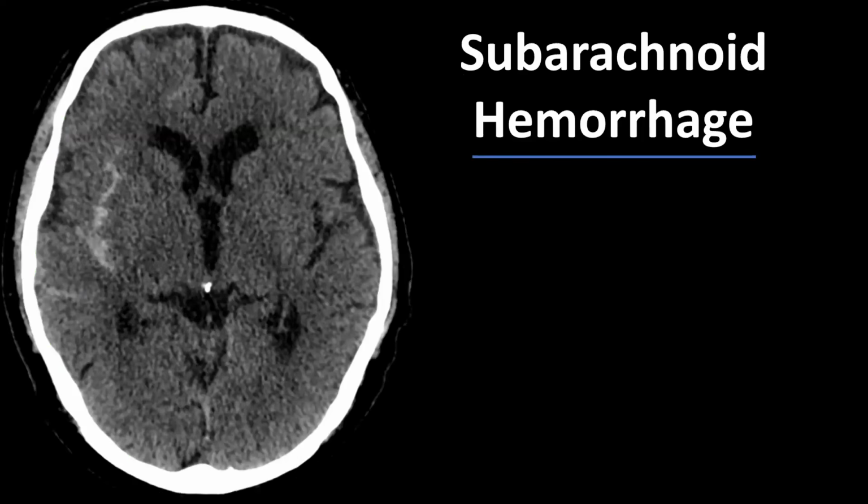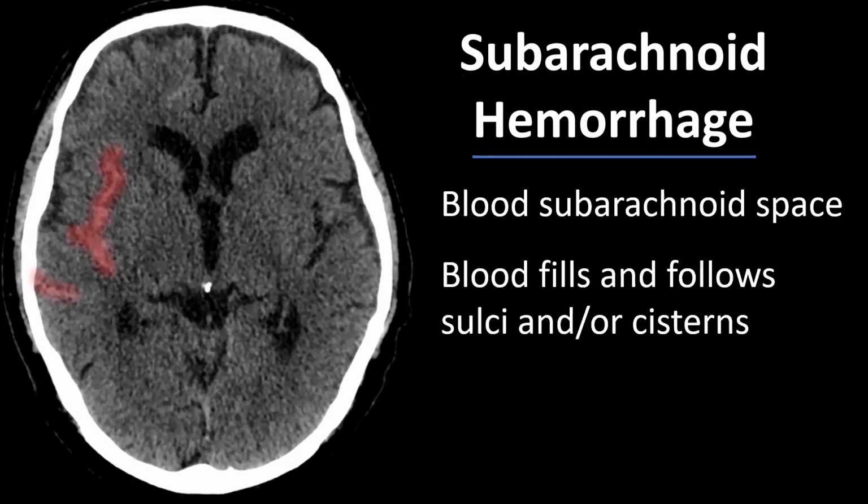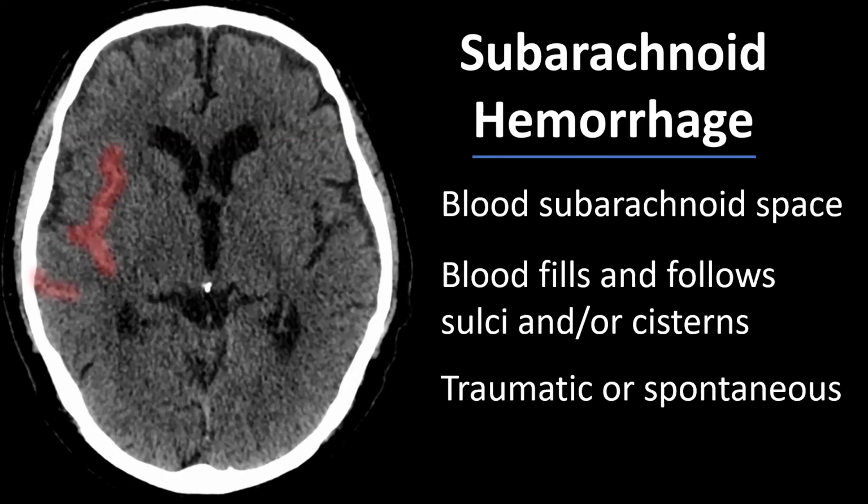A subarachnoid hemorrhage is a hemorrhage located in the subarachnoid space. And the subarachnoid space, of course, is the sulci, so it is clear that blood in the subarachnoid space will follow the contours of the sulci and or the basal cisterns.